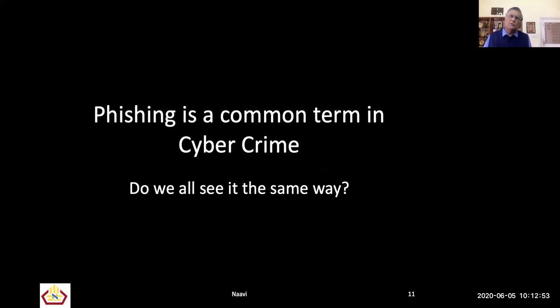In all financial crimes, one common term which we hear is phishing. Now, phishing itself can be looked at by different people in different ways. And normally when a person loses money in the bank, he will just go to the police and the police will record it as a phishing crime. Okay, and there ends the matter. But what exactly is phishing?